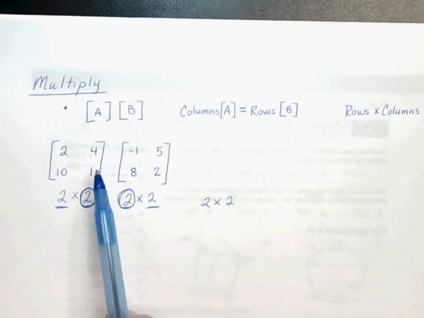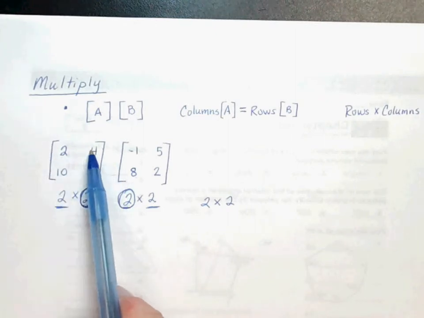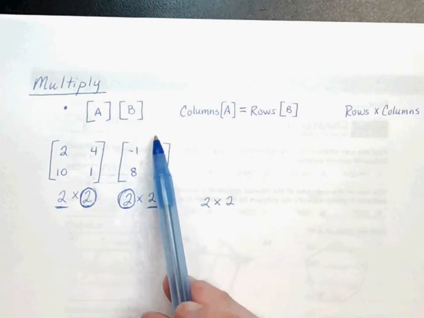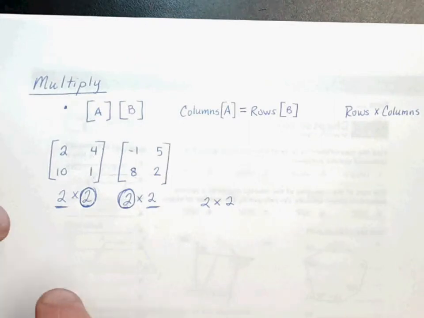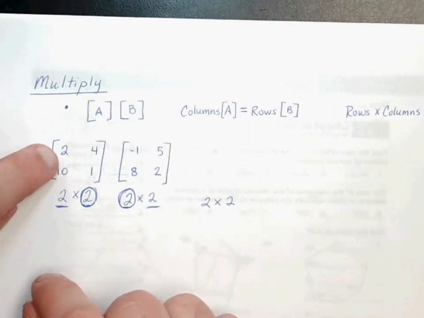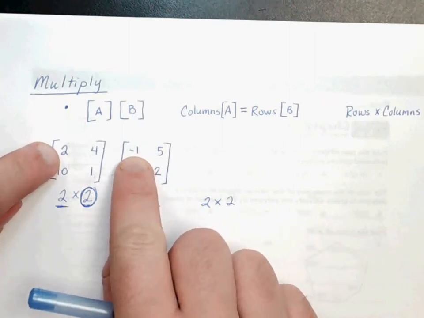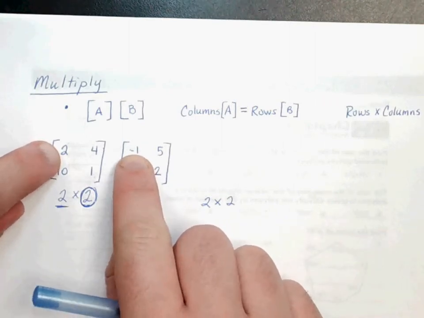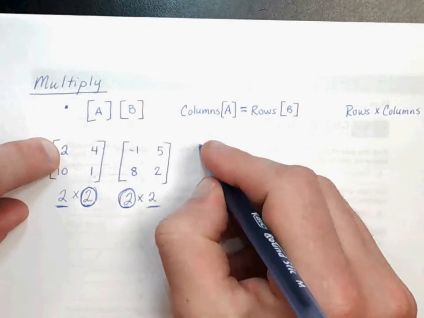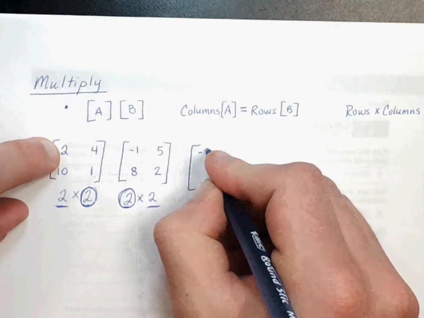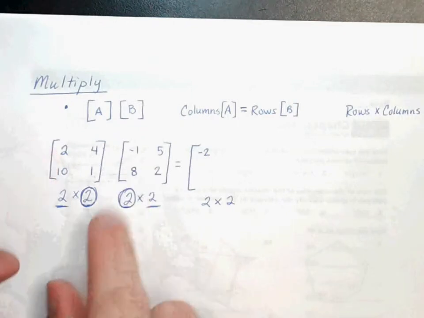Okay? We're going to start and we're going to use this first row of our matrix, okay, with each column of this matrix. Alright? Stay with me. Here we go. So I'm going to start with my first element here, which is 2, and my first element in this column, which is -1. Okay? I'm going to multiply those two numbers together. So 2 times -1 would be -2. Okay? 2 times -1 is -2.